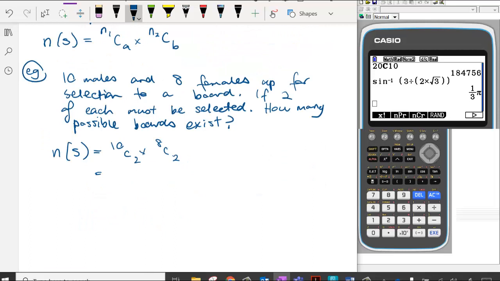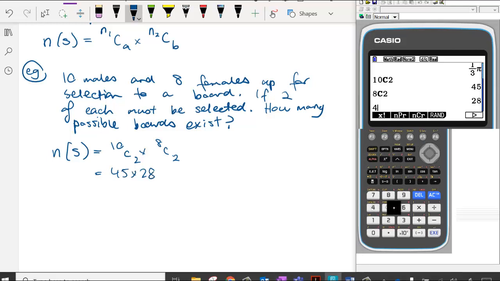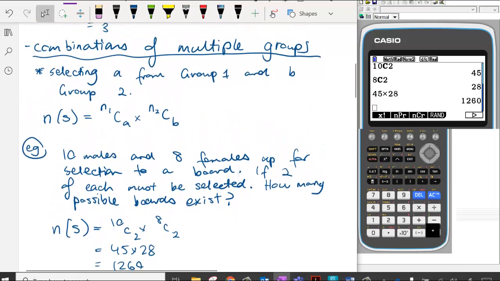So that would be 10C2, which is 45, and 8C2, which is 28. And 45 by 28 is 1,260 different boards that could exist from those original members to select from. Okay, so I'm hoping those 2 applications make relative sense.